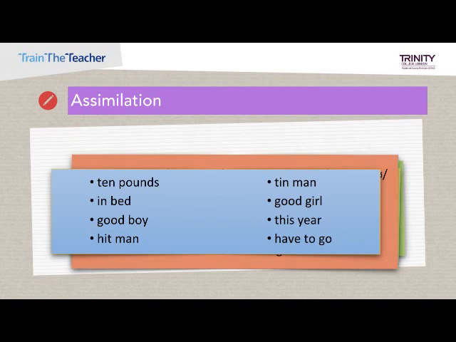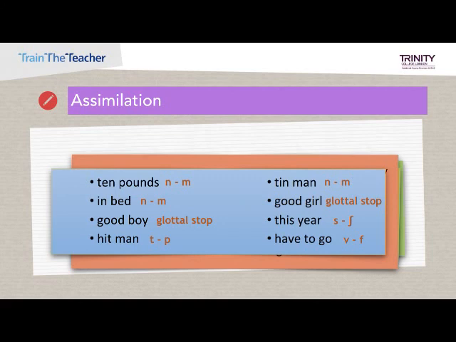Now, this is a hotly contested area, so not everyone is going to say the words the same way, but try to keep an open mind and an open ear to see what the concept of assimilation in connected speech is. Assimilation is basically the influence of one sound on another.